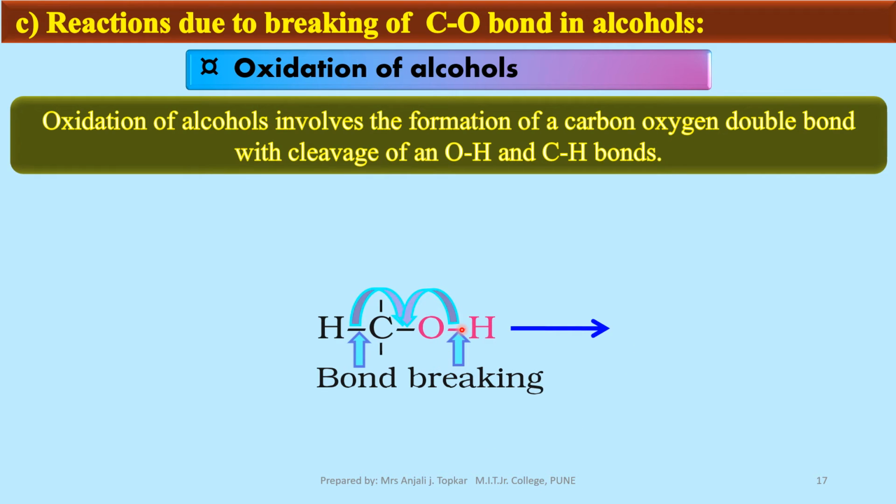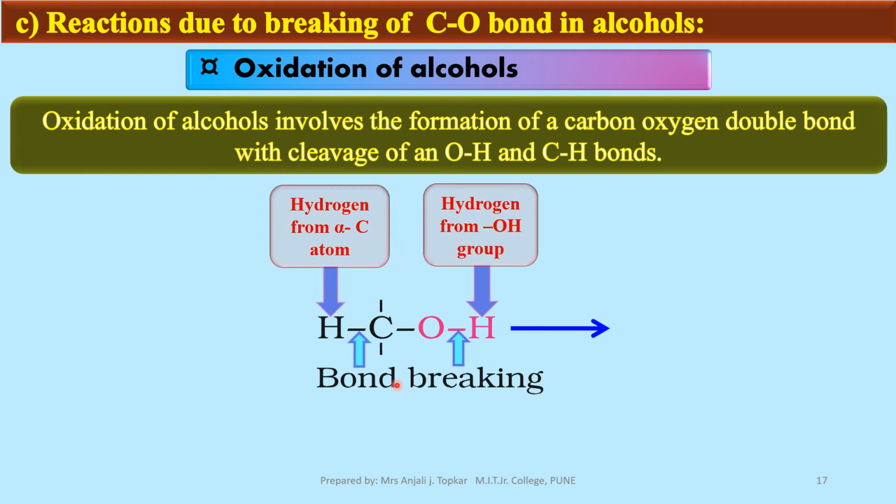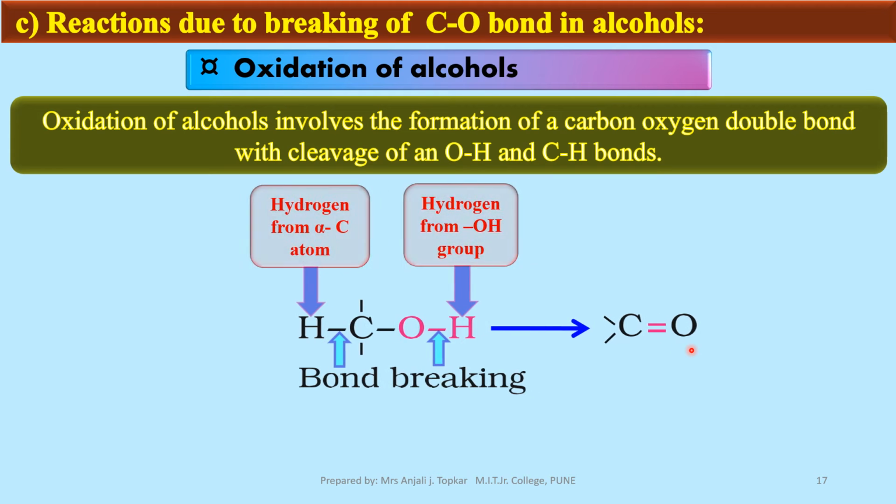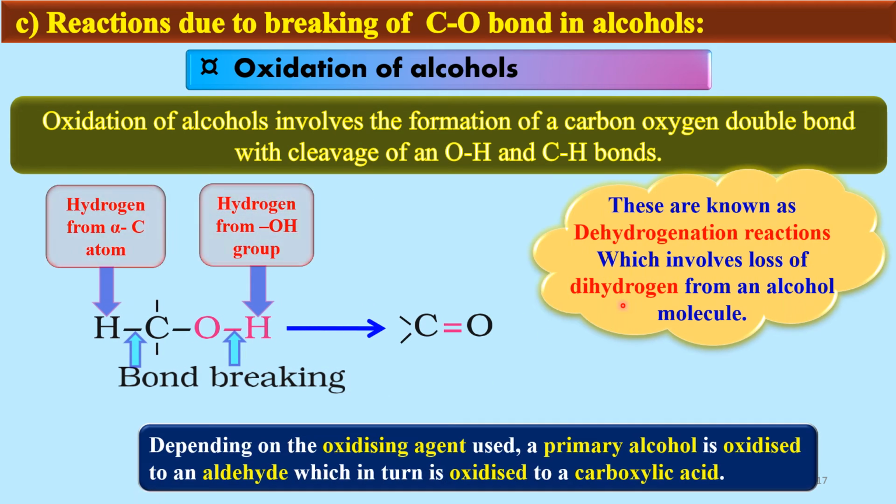As we can see here, this hydrogen atom is hydrogen from alpha carbon atom, and this hydrogen is hydrogen from OH group. Which leads to the formation of C double bond O. This is known as dehydrogenation reaction, which involves loss of dihydrogen from an alcohol molecule.